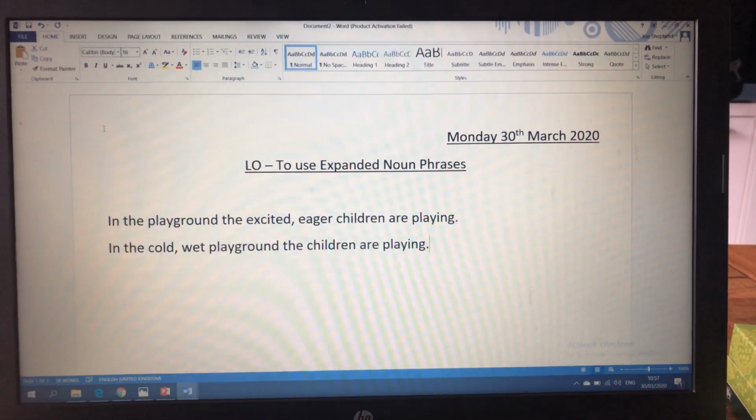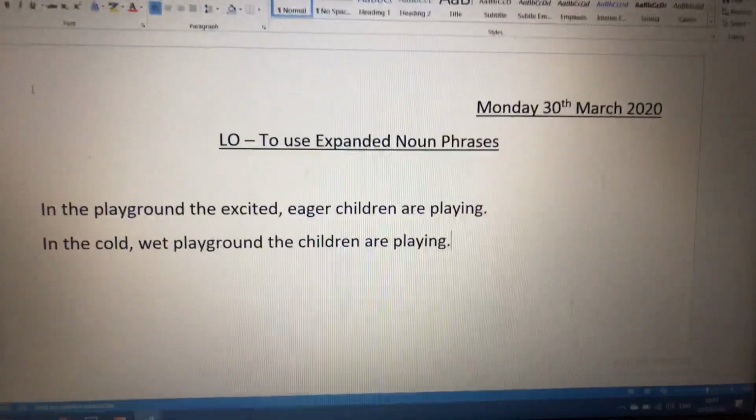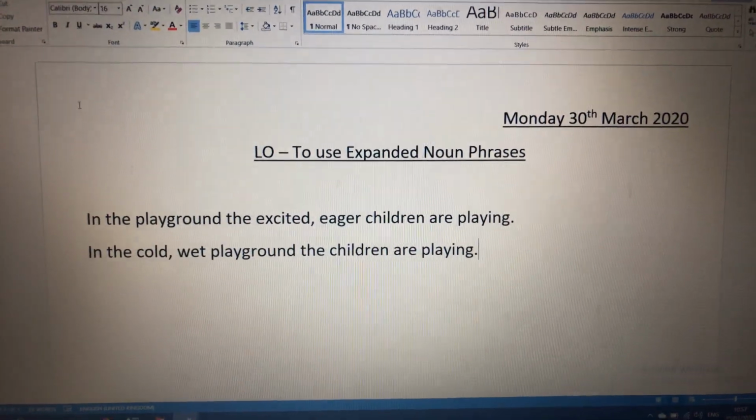So we're going to go back to the beginning, and I wanted you as parents as well as children to have an idea of what we've been looking at in the Year 3-4 curriculum.